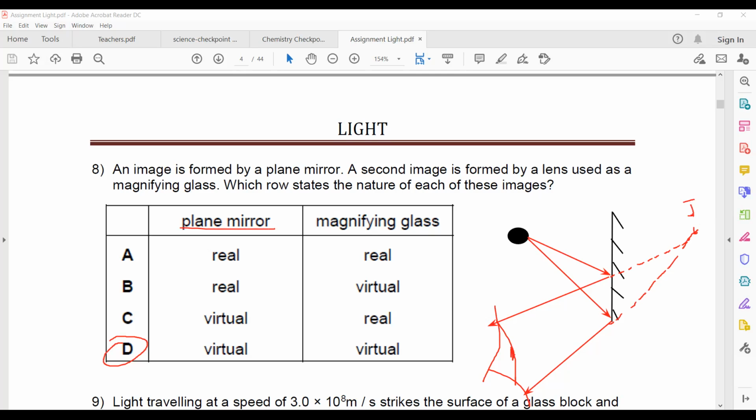And the image formed by a magnifying glass is also virtual. So D is the right answer. Plane mirror and magnifying glass both result in the formation of a virtual image, that is a similarity. But what is the difference? A plane mirror forms an image the same size as the object, but a magnifying glass produces a magnified or enlarged image as compared to the object.